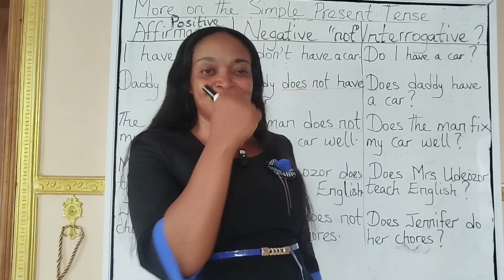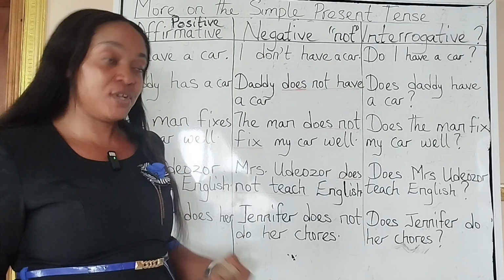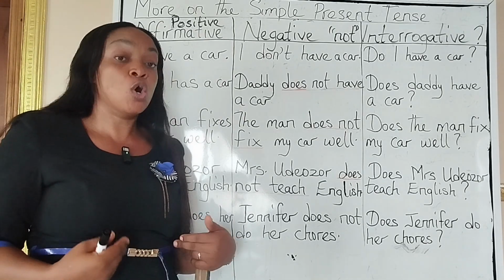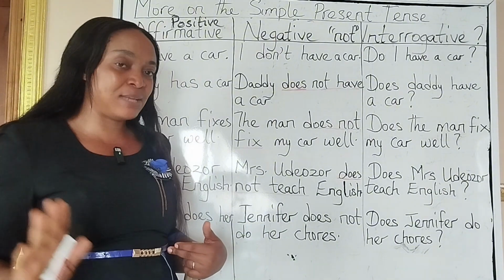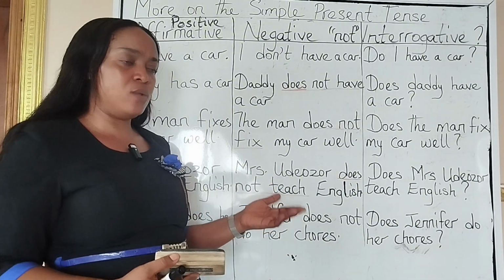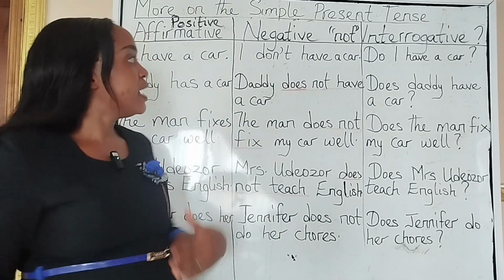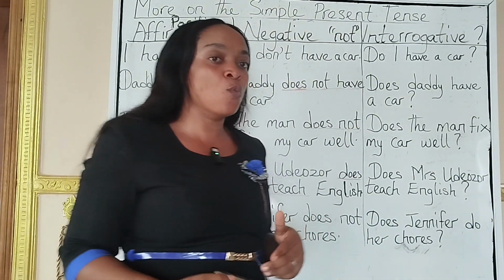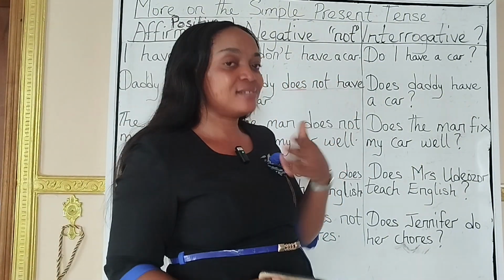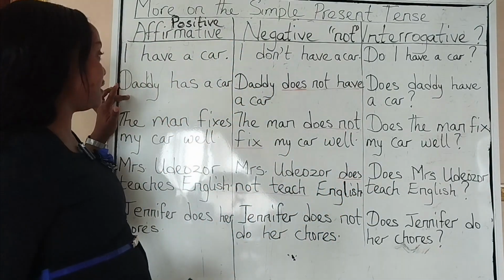Let's swing into this class. I have a car. Verb have or to have is a verb that indicates ownership or possession in the simple present tense. Now I want to express it in a negative way. What do I say? I don't have a car. Correct. Now let's go to interrogative. What do we say? Do I have a car? And you must end with a question mark. Now let's go to the next.